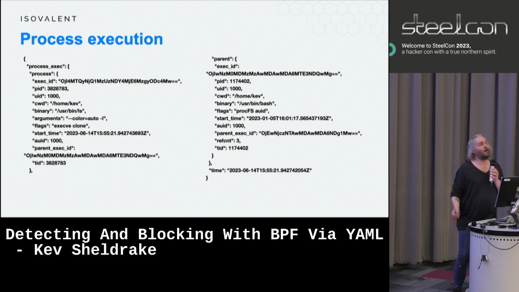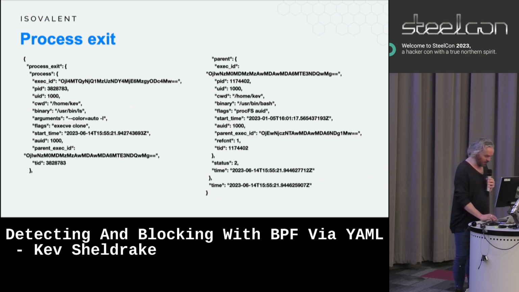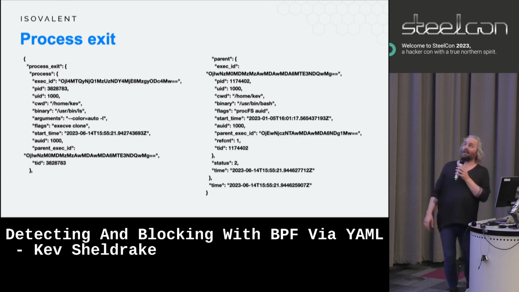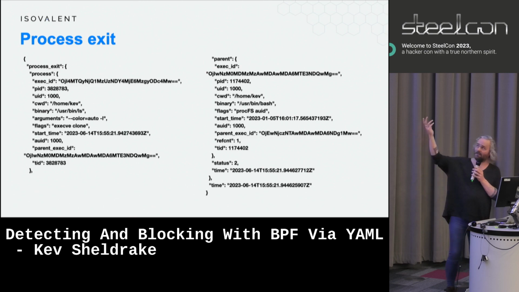So if you found something that's malicious, you could track back, just find out where it ran from and what its history was. Obviously, an exit one looks just the same, except it's a process exit event, and it has an exit code, in this case status 2.